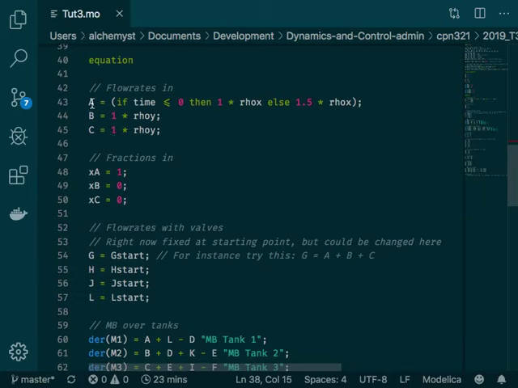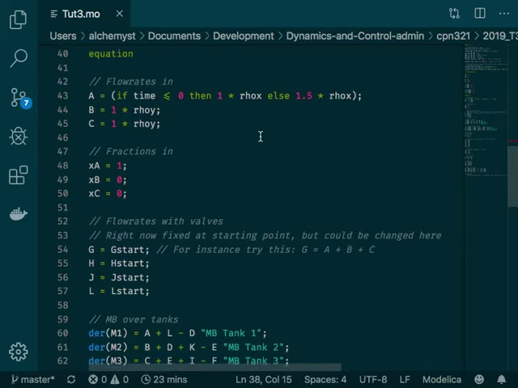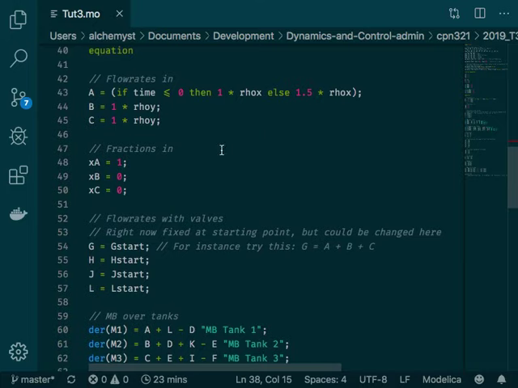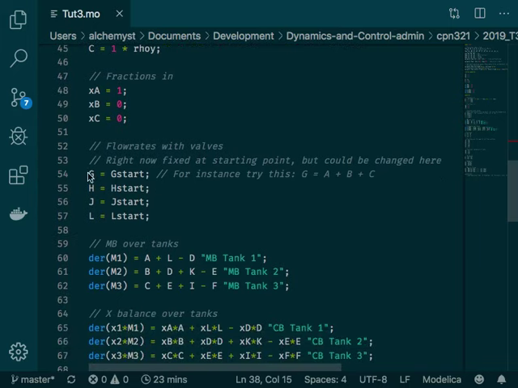I've got a direct specification of my input flow rate. So this if statement over here encodes exactly the wording of the question. So for times less than or equal to 0, the flow rate is 1. After that time, it is equal to 1.5. I've written it this way just because it allows me to specify it in terms of rho x. These are the specifications of the fractions in. Any of these you can do time dependent.